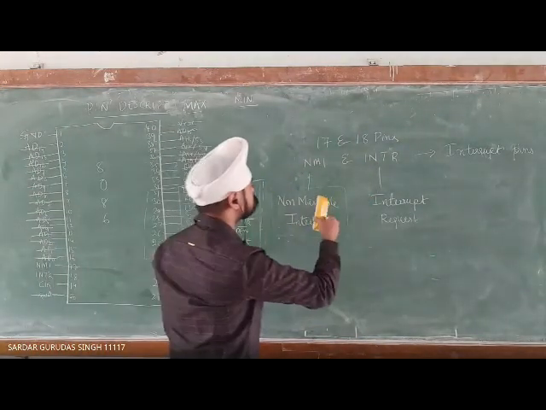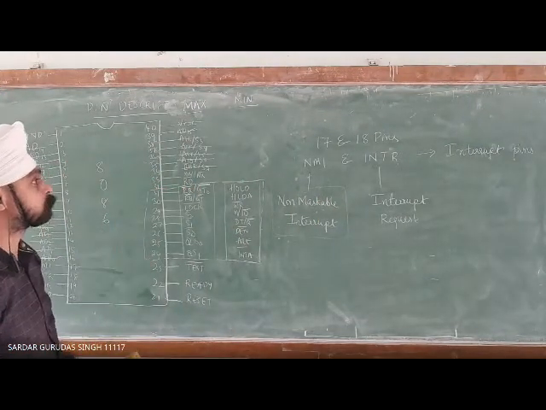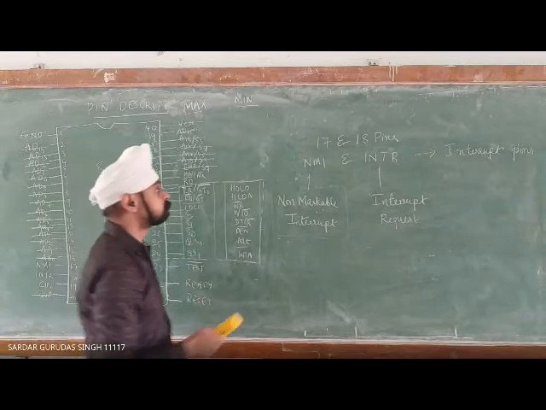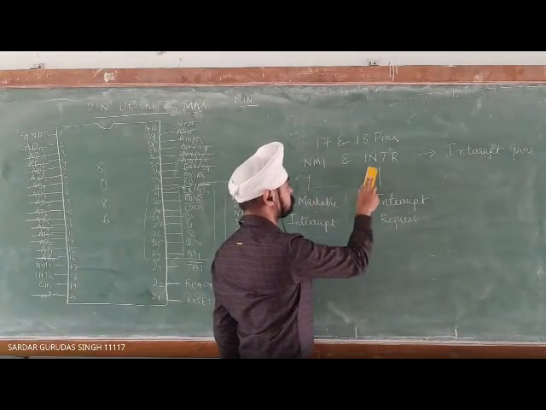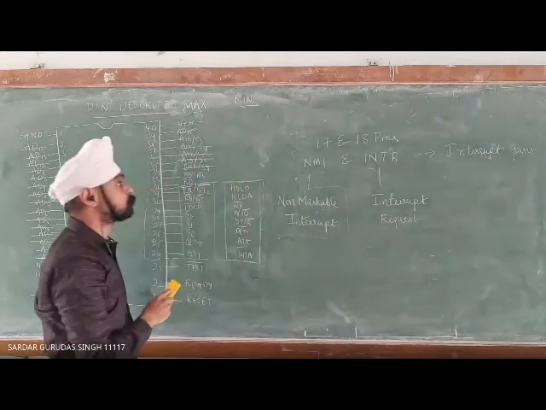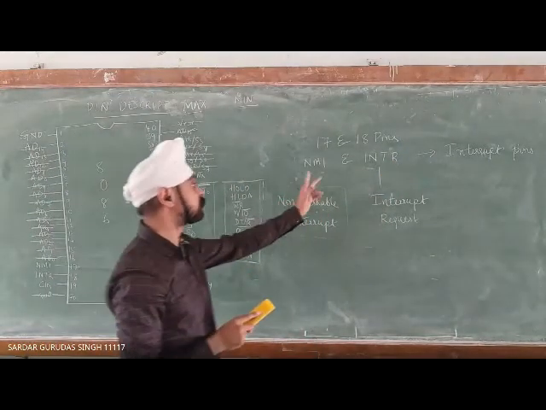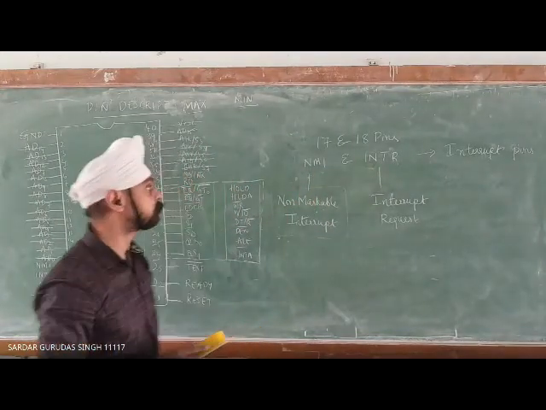These two you will understand in more detail when we discuss interrupts. For the moment, you just remember these two are the interrupt request pins. If any interrupt wants to access the processor, it sends the request on these two pins. These are the active high pins.